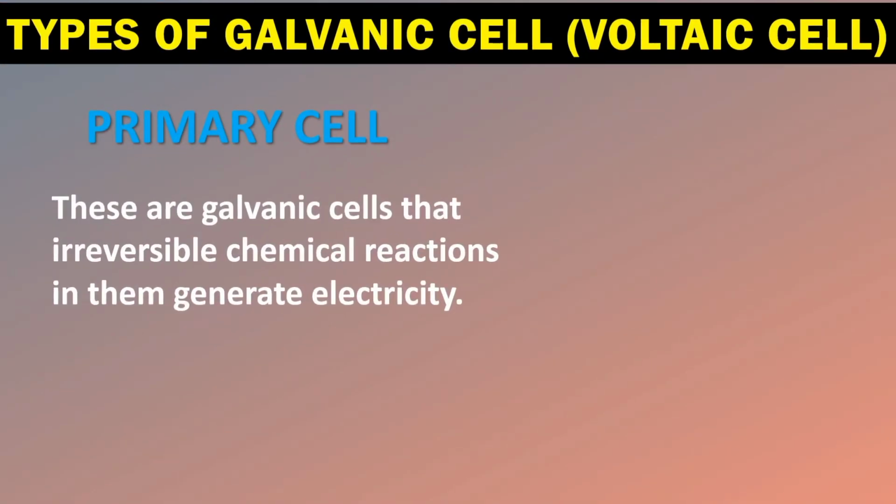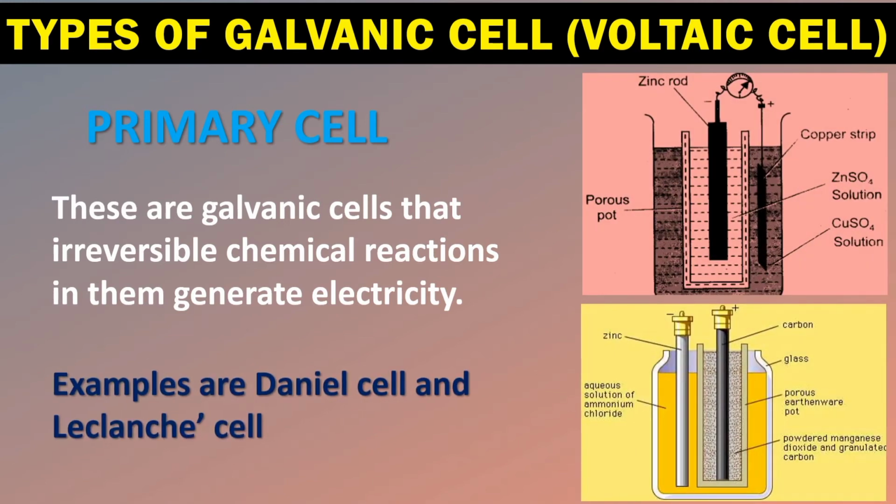Let's talk about the types of the galvanic cell. The galvanic cell will have two types, the primary cell and the secondary cell. The primary cell are those galvanic cells that are not rechargeable. They are not rechargeable because the chemical reactions taking place in them are irreversible. Examples of primary cell include the Daniell cell and the Leclanché cell.